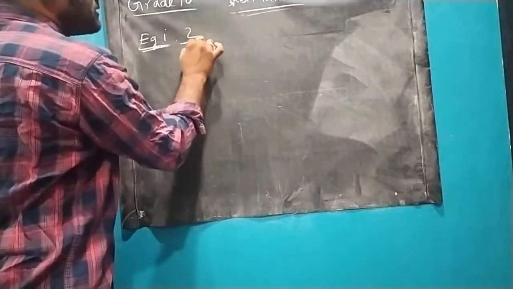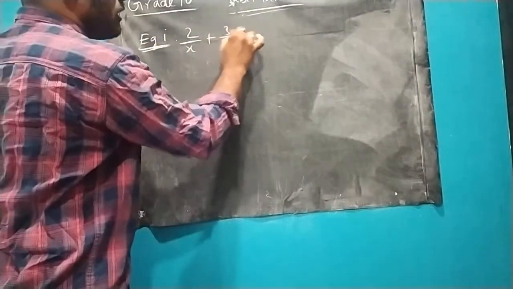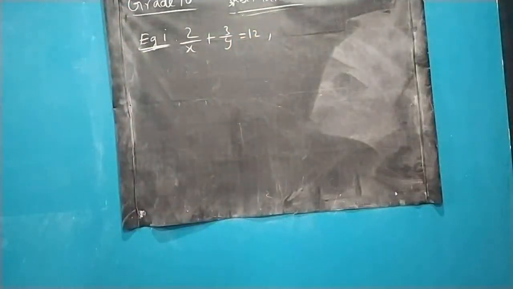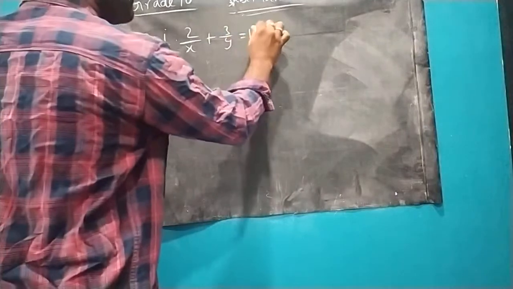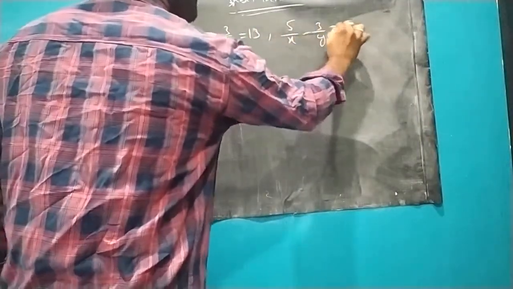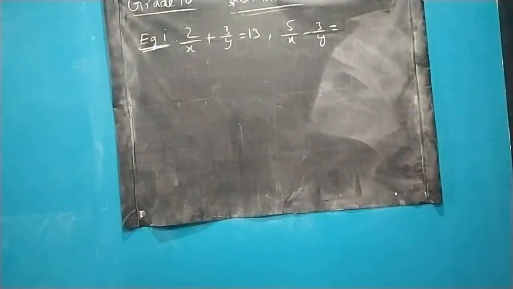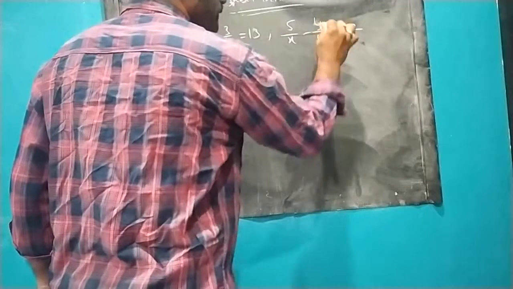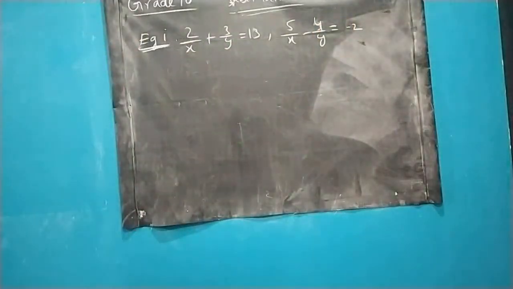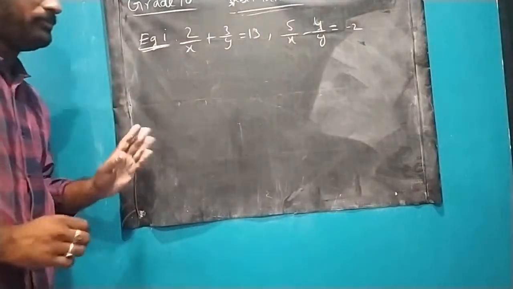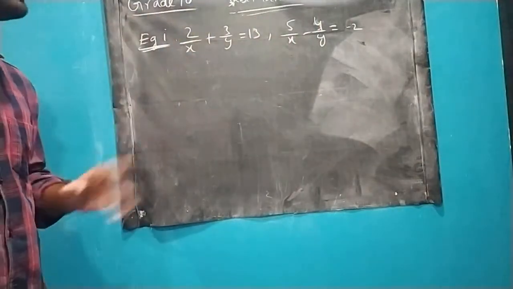2 by x plus 3 by y is equal to 13, comma, 5 by x minus 4 by y is equal to minus 2. These are the two given linear equations in two variables. We have to solve them.